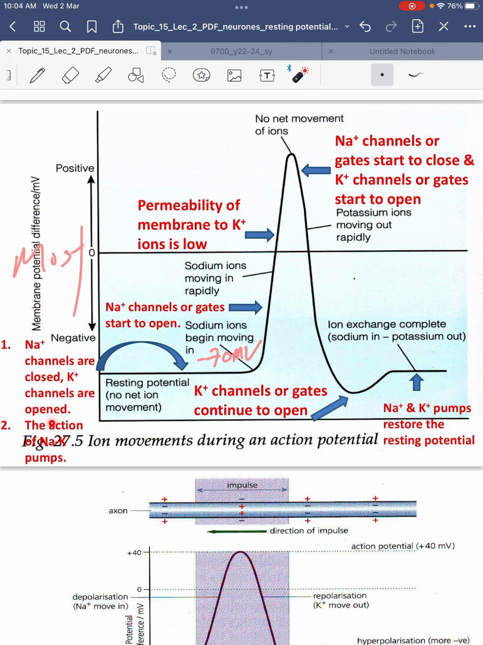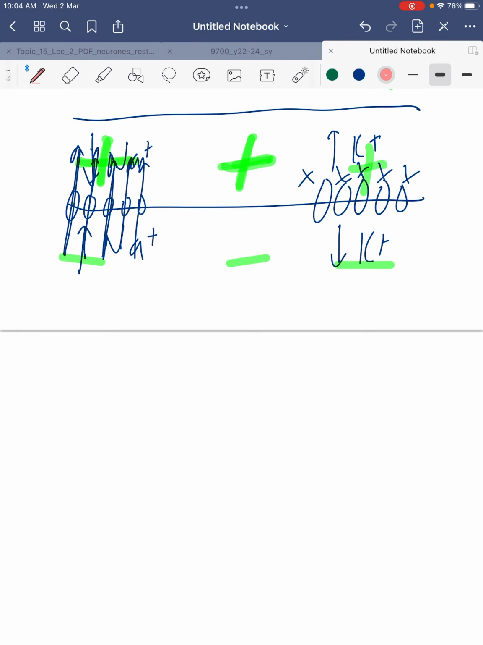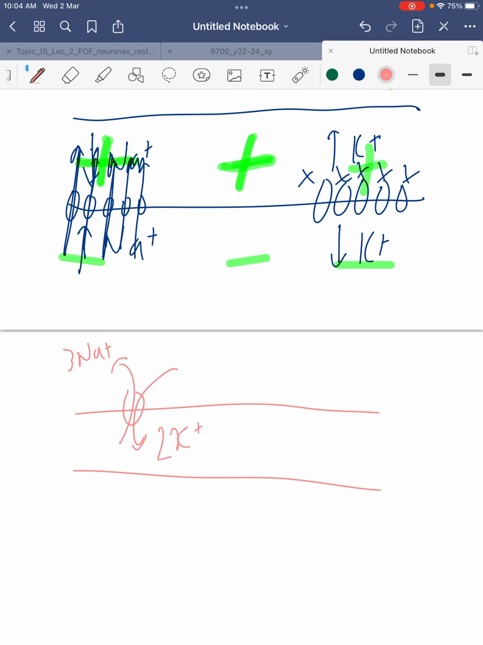And then the action of the sodium potassium pump. Make sure that you know what we mean by the action of the sodium potassium pump. Every time 3 sodium are pumped out, only 2 potassium are pumped in. So eventually 3 positive charges are removed and only 2 positive charges are put back, so the inside will become even more negative.